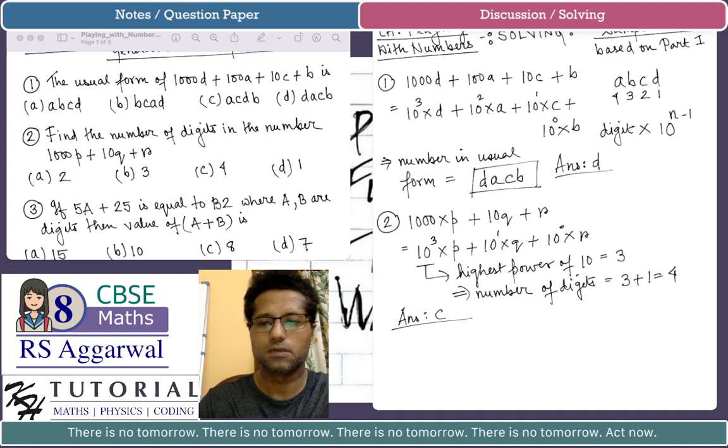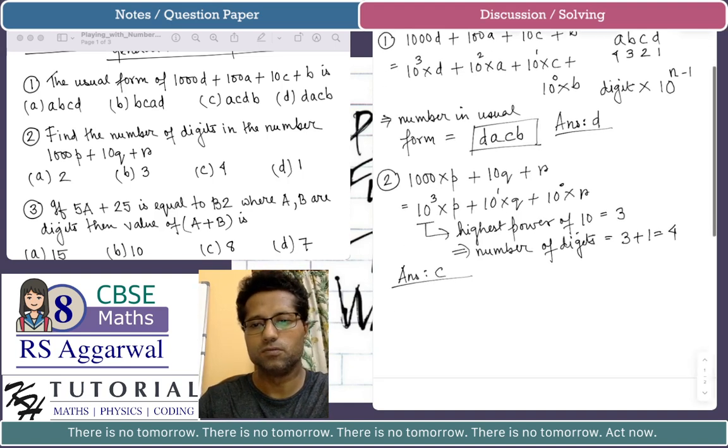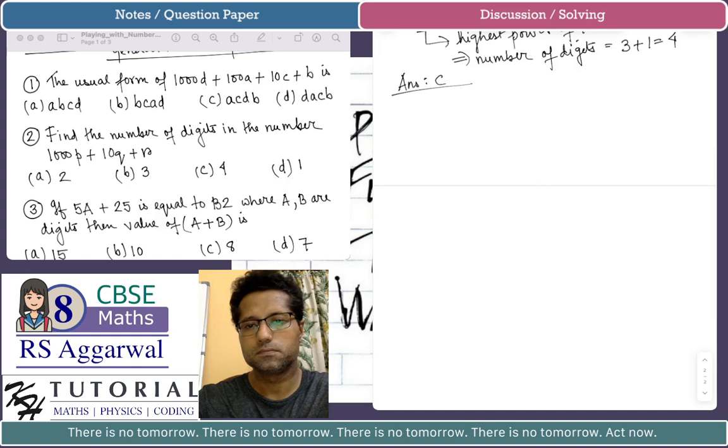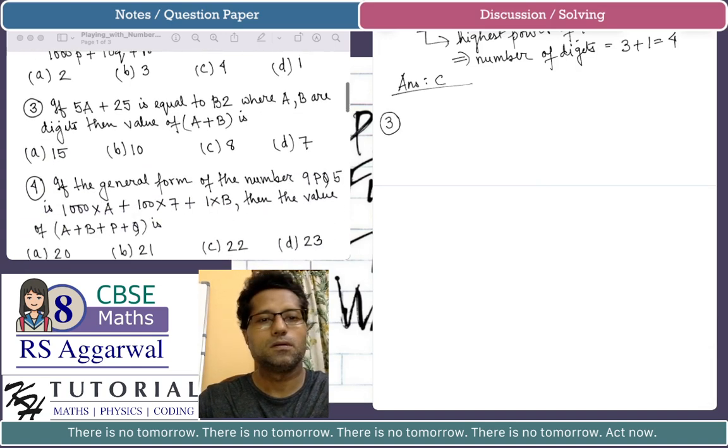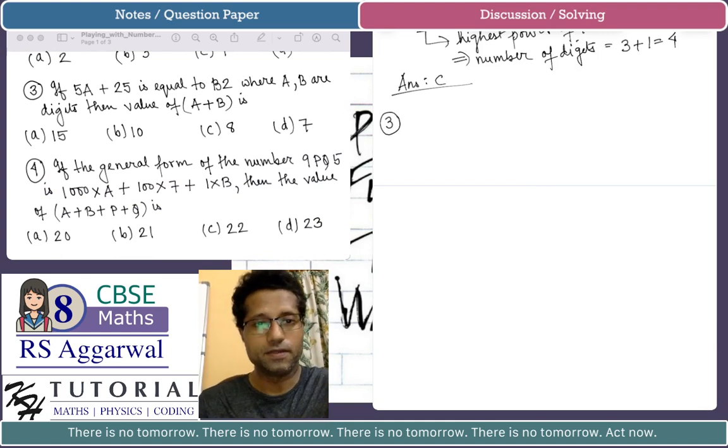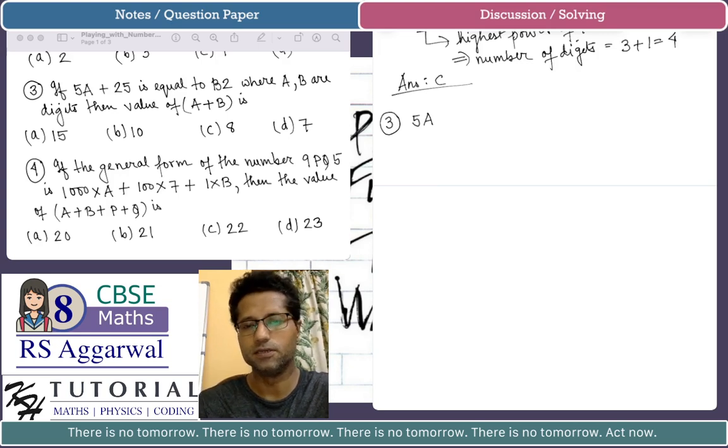Okay. Let's do problem number 3. It is given that 5a, now do not consider it as 5 multiplied by a. It is a 2-digit number in usual form, where a is the digit at the units place and 5 is the digit at the tens place.